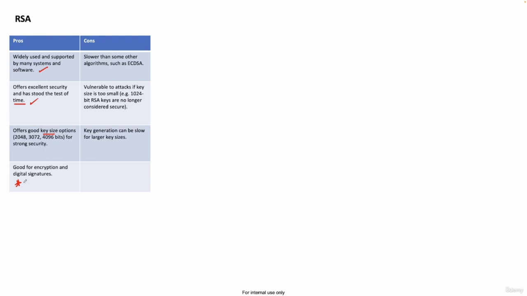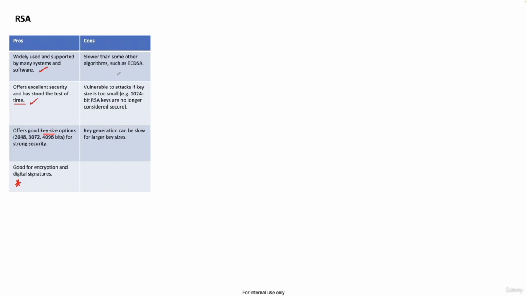Normally, when we studied other algorithms like DSA or ECDSA, you might have noticed that they were the algorithms which were there for digital signatures. But the RSA algorithm is actually there for encryption as well as digital signatures, both.